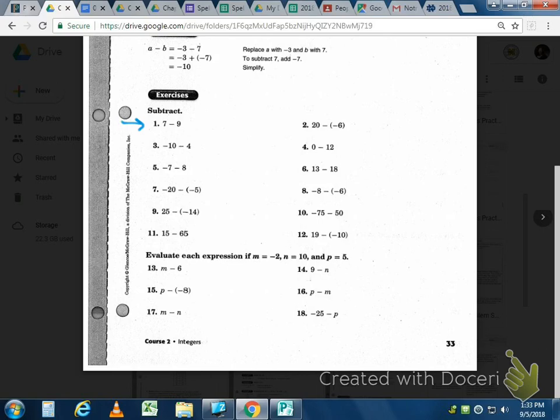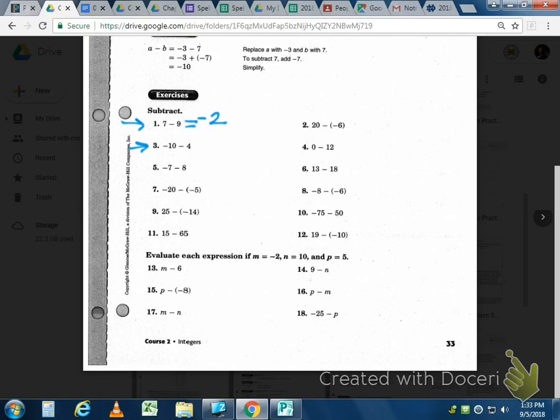So let's start with number 1. I said we wouldn't have to rewrite it. We have 7, but we lose 9. Olivia, if I have 7, but I lose 9, where would I end up? I'm at positive 7, but I have to go back 9. Negative 2. Negative 2.